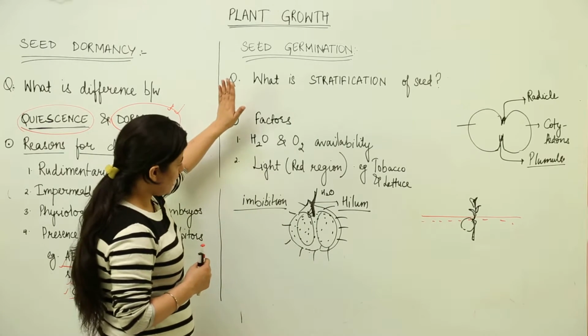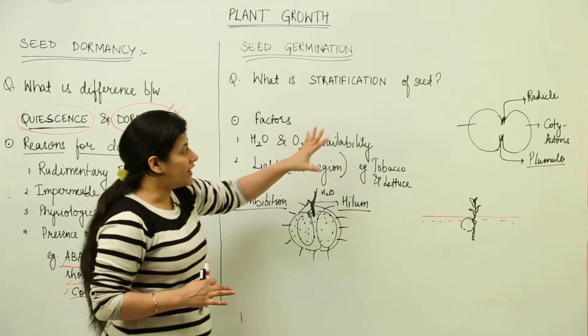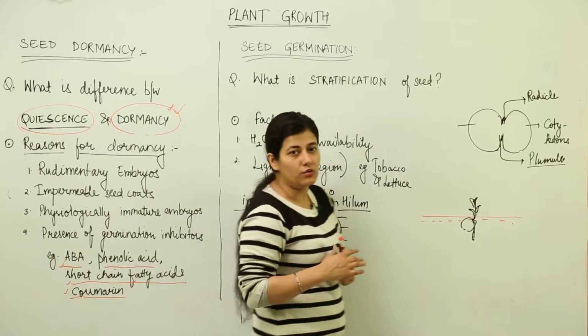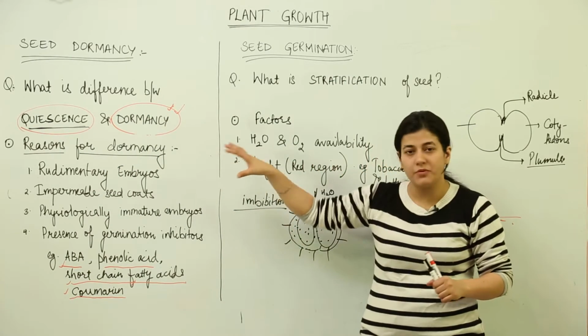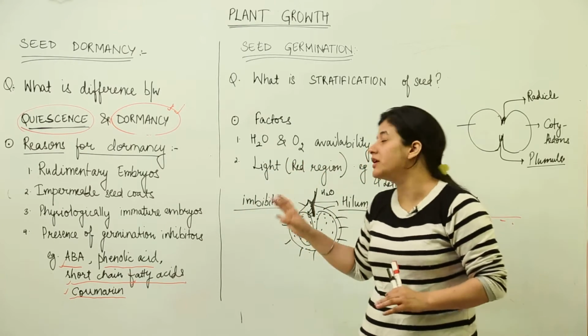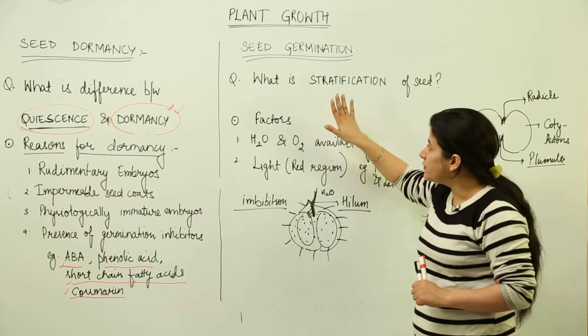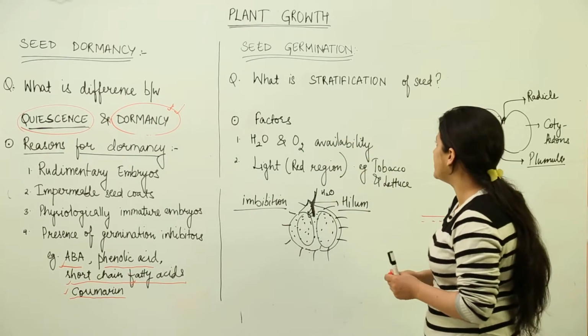Now I have to deal with the term stratification. What is stratification of seed? We were talking about dormancy and quiescence. Quiescence can be broken as soon as favorable conditions are given. What about if the seeds are dormant? If the seeds are dormant, they have to be stratified, and the process is known as stratification of seeds.